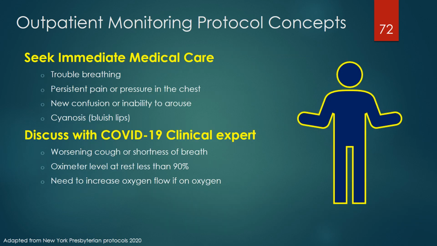Home monitored patients should seek medical care immediately if they have trouble breathing, persistent pain or pressure in the chest, new confusion or inability to arouse, or cyanosis, bluish lips. Patient disposition should be discussed with a COVID-19 clinical expert if they have the following: worsening cough or shortness of breath, oximeter level at rest or with exertion less than 90%, or need to increase oxygen flow if on oxygen.